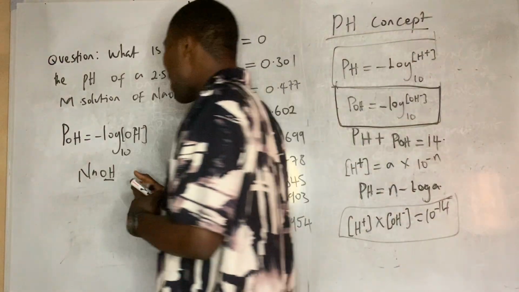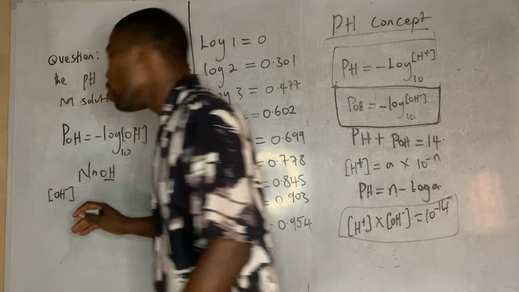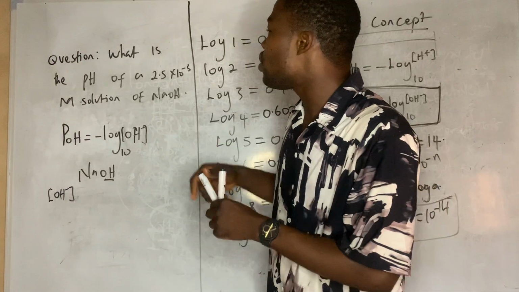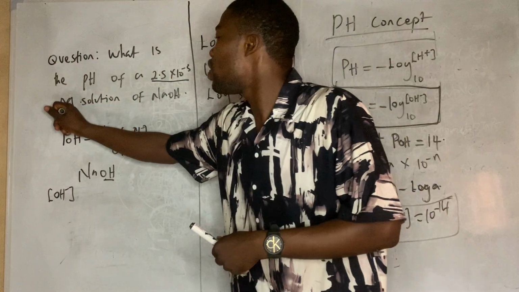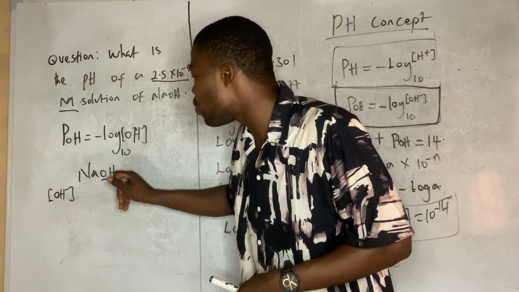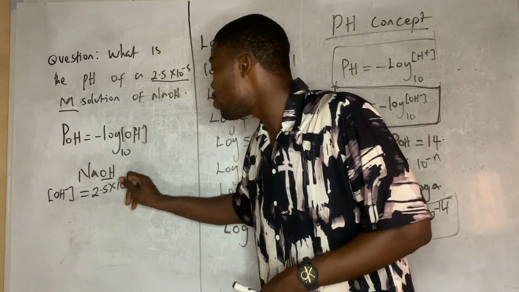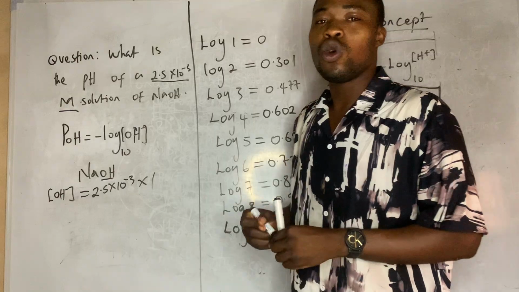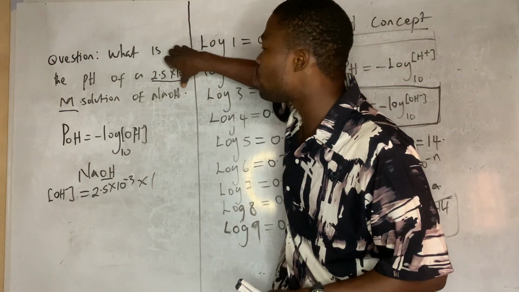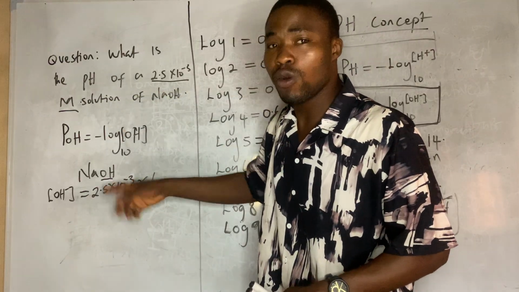To get the hydroxide ion concentration for NaOH, we take the concentration of the solution and multiply it by the number of OH in the compound. In this compound, there is just one OH. So the OH ion concentration is 2.5 times 10 to the power minus 3 times 1. That's how you get it. Even for an acid solution, to get the hydrogen ion concentration, you take the concentration of the compound and multiply by the number of hydrogens present. I'm going to solve more questions.